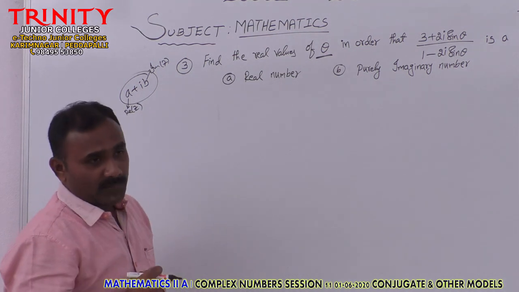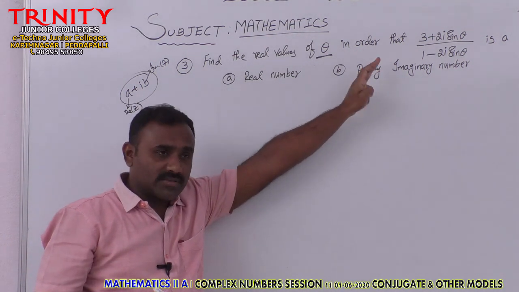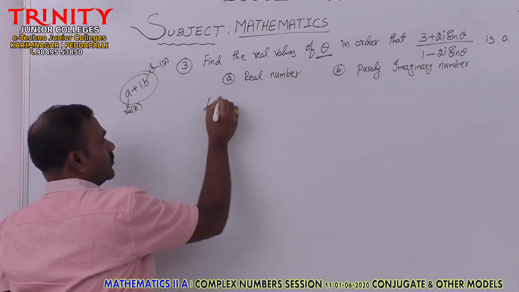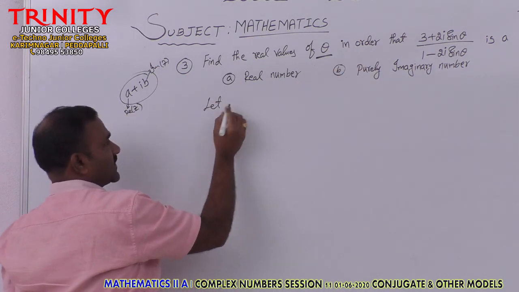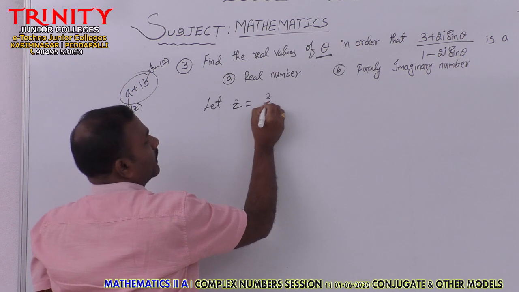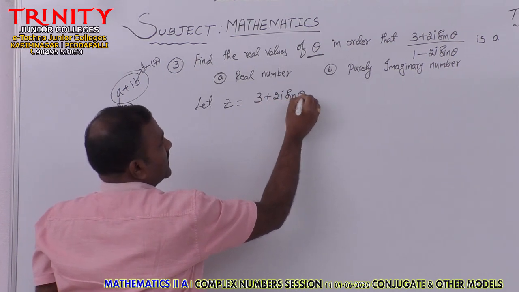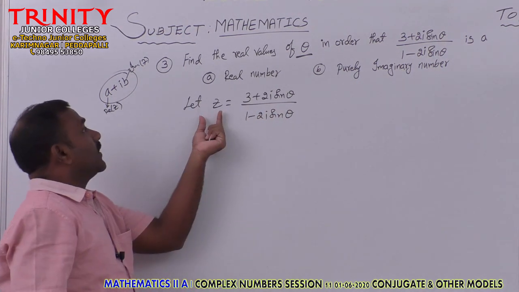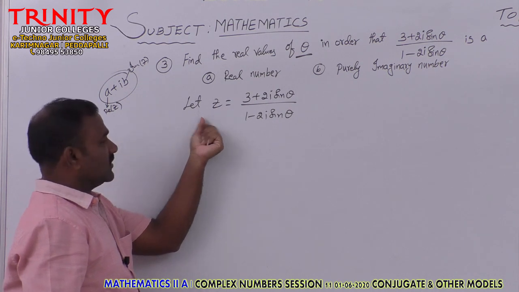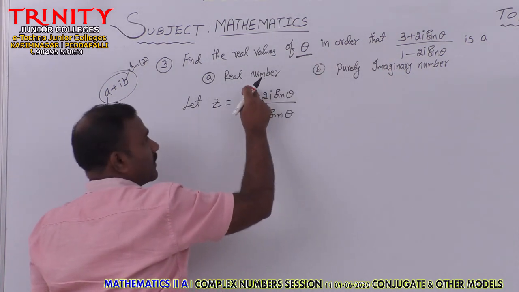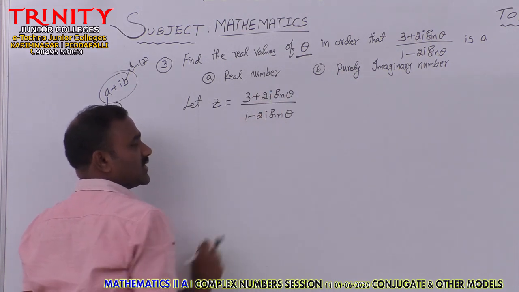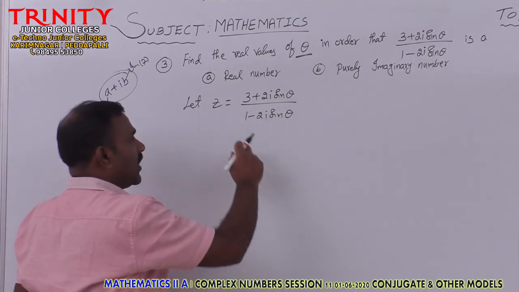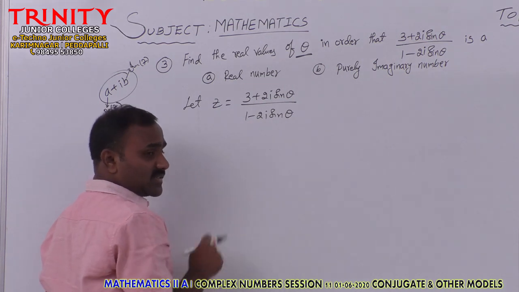standard form of a complex number. The standard form of the complex number is nothing but a plus ib form. For that, let me consider the given complex number as z is equal to (3 plus 2i sin theta) by (1 minus 2i sin theta). But actually it is not in the standard form, which is a plus ib. Now we have to convert this into a plus ib form.